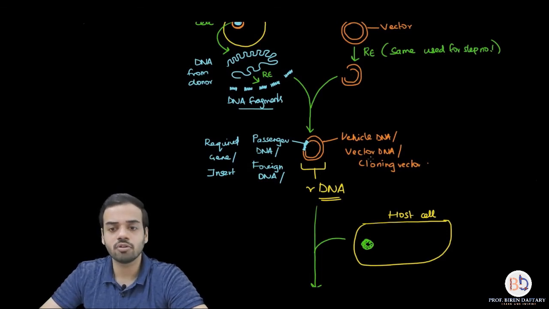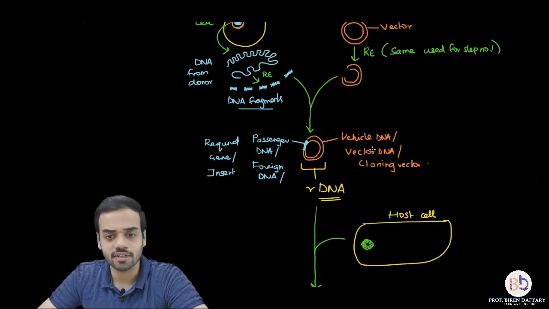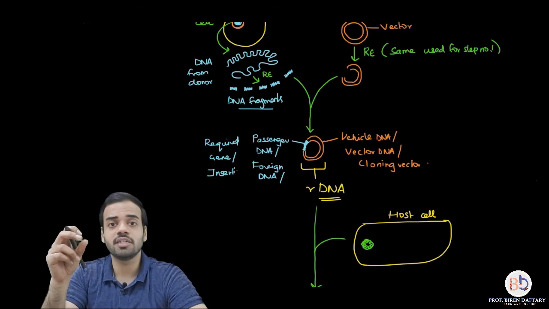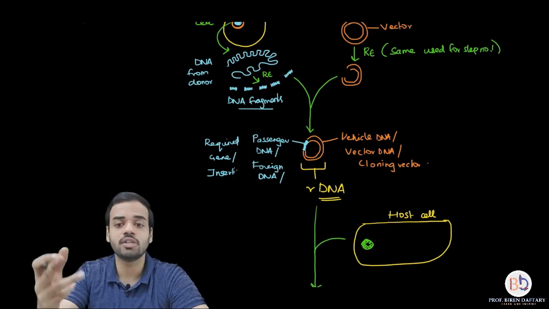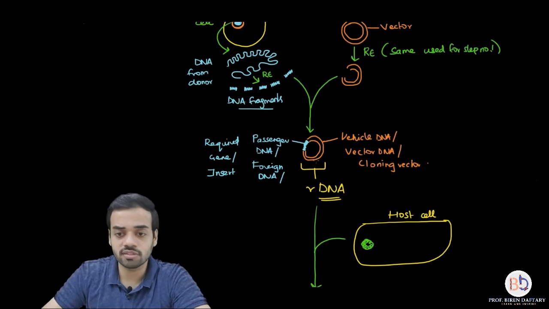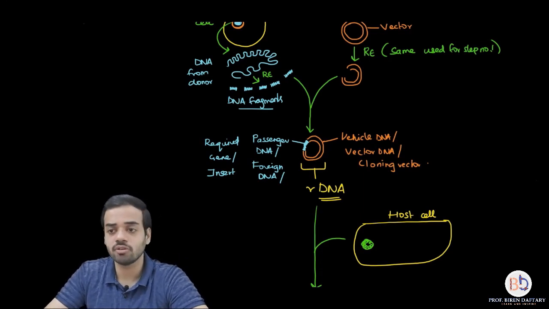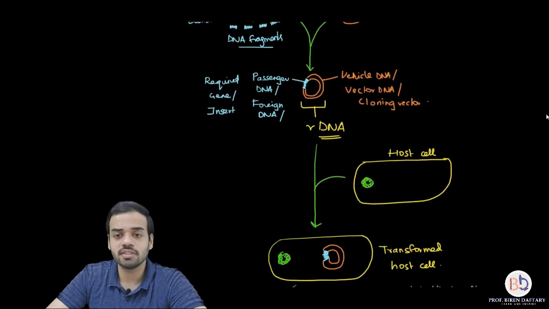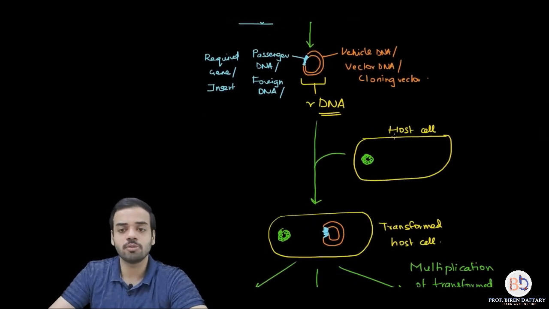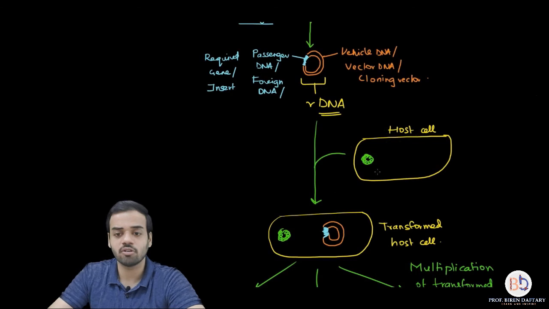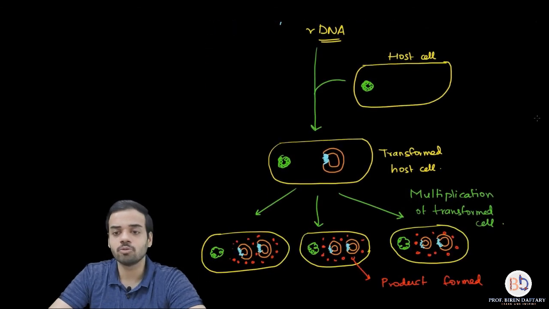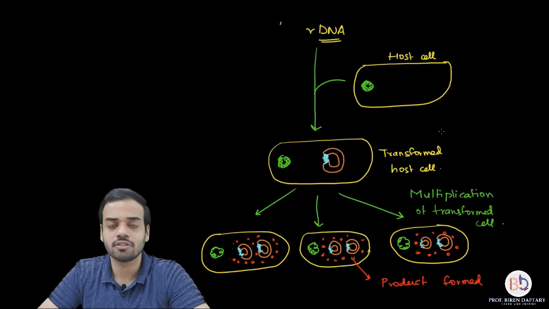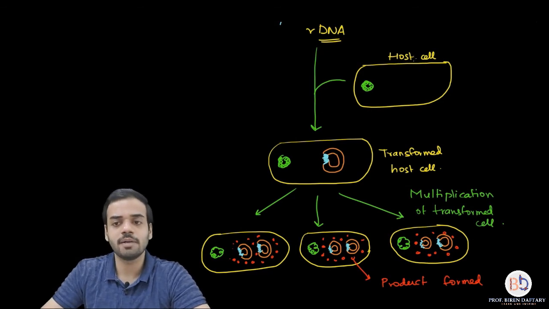Okay, I have used all the different words over here: vehicle DNA, vector DNA, cloning vector, that is the vector. Passenger DNA, foreign DNA, required gene, insert is also a word. If I say insert, that means the desired gene which is inserted into the cloning vector. So this combination, this hybrid molecule, is called recombinant DNA. Third step was inserting the recombinant DNA into a suitable host, so I have shown over here host cell plus recombinant DNA, and I get the transformed host cell. Here I am not showing the cells which are not transformed. The non-transformed cells will be empty like this host cell.